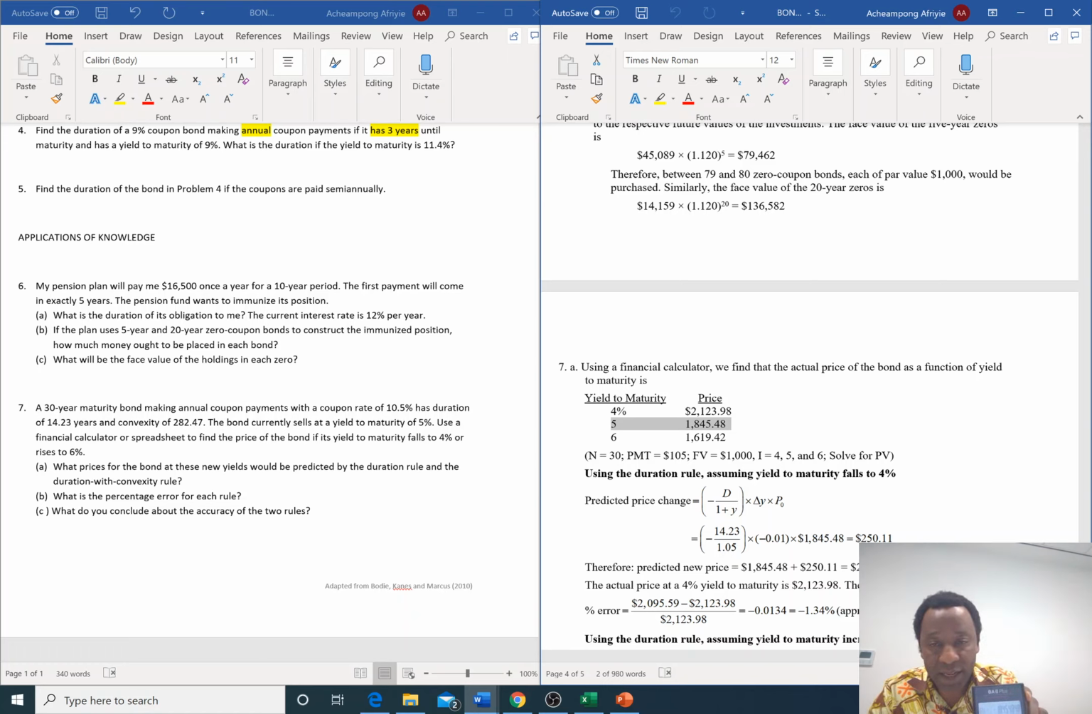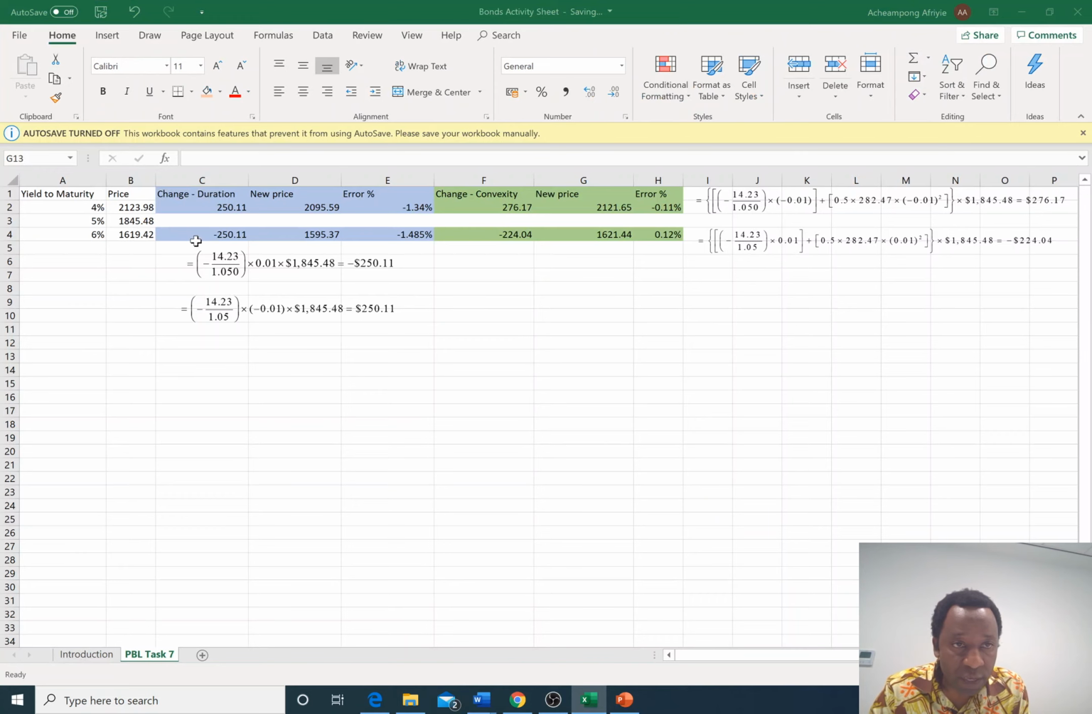So when you do that, the price comes up, it will show up as a negative figure because that's what you have to pay today to earn these cash flows. Right, so 1,845.48 there. You can do the same things for when the yield is 4% and when the yield is 6%. Just change the yield to 4% and 6%. When you do that, you get the prices. Okay, so you get the prices here.